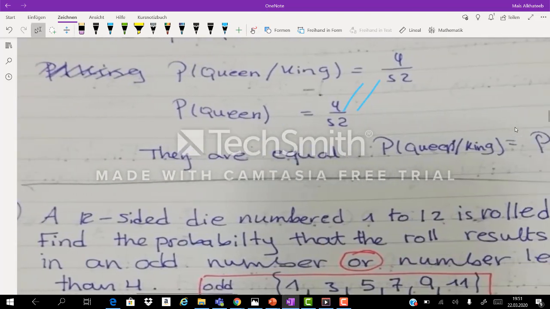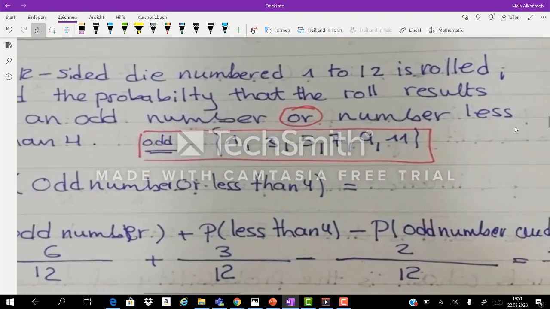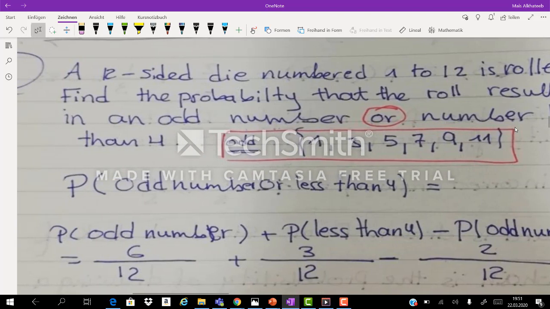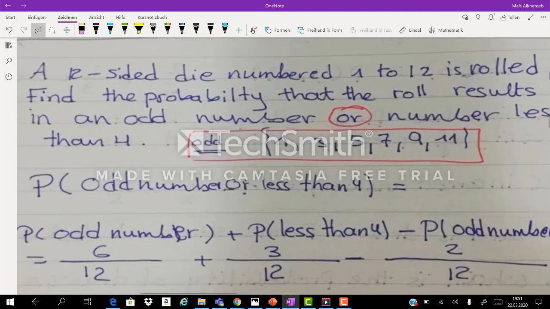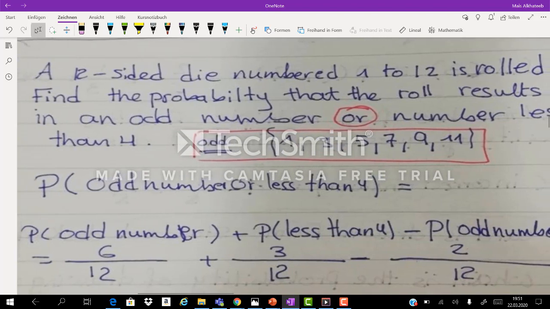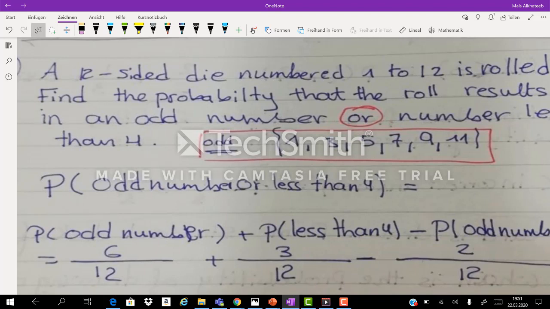Then I have a 12-sided die numbered 1 to 12 rolled. Find the probability that the rolled result is an odd number or a number less than 4. The odd numbers from 1 to 12, which ones are they? 1, 3, 5, 7, 9 and 11.